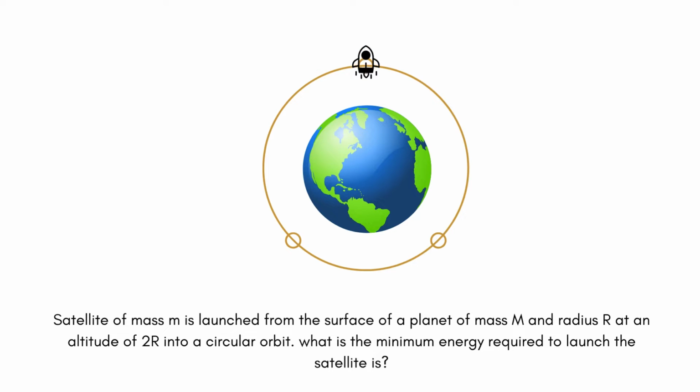A satellite of mass m is launched from the surface of a planet of mass M and radius R at an altitude of 2R into a circular orbit. What is the minimum energy required to launch the satellite?